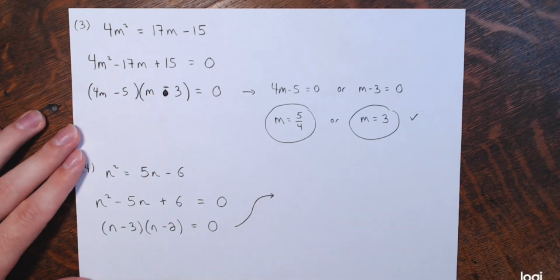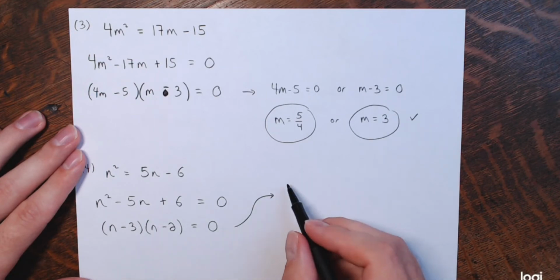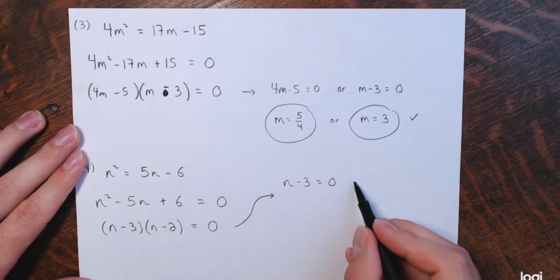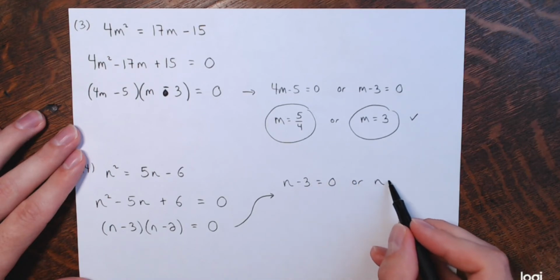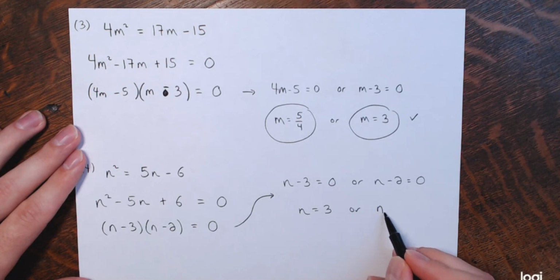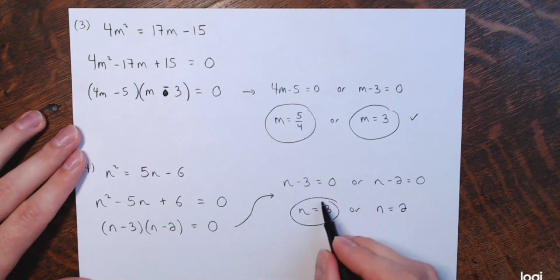By that zero product property, the only way a product is equal to 0 is if one of the factors is 0, at least one of the factors. So either n minus 3 equals 0, or the other factor, n minus 2 equals 0, and then you solve each of these for your solution. So either n equals 3 or n equals 2, and both of these would work.